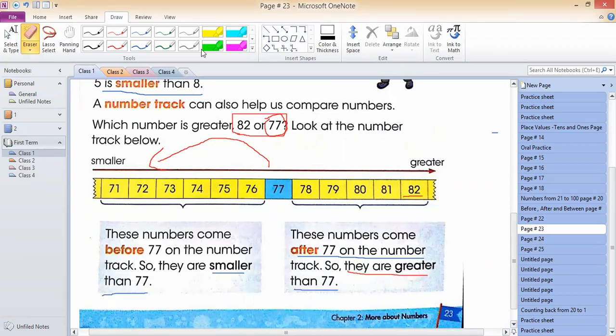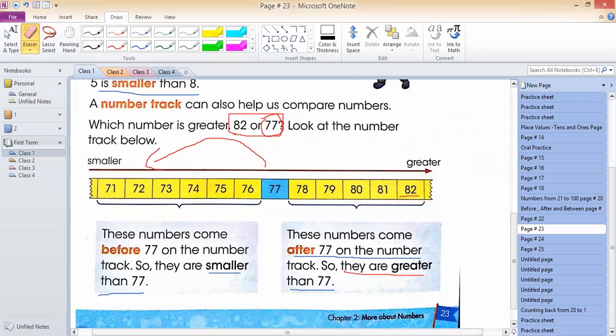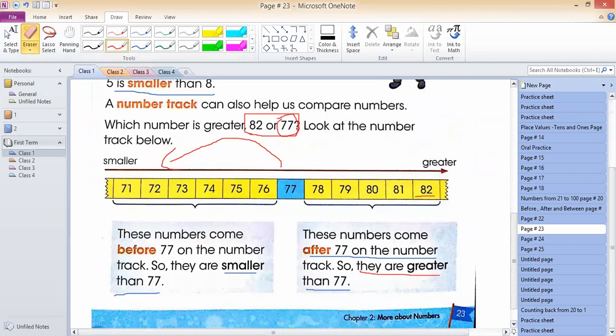These all numbers are smaller than 77. So if you want to check, let's suppose I ask you, tell me whether 71 or 77 is the smaller one. What you will do, guys, is check the number track. You will find 71 first and then 77. So 71 comes before 77 on the number track. So you will say, sir, 71 is smaller than 77. Clear, guys?